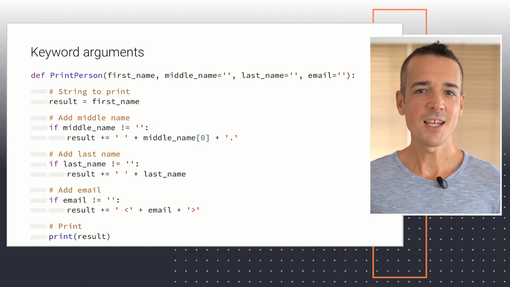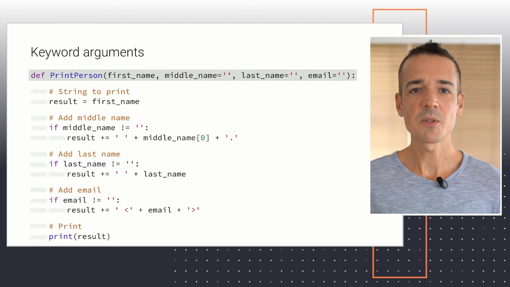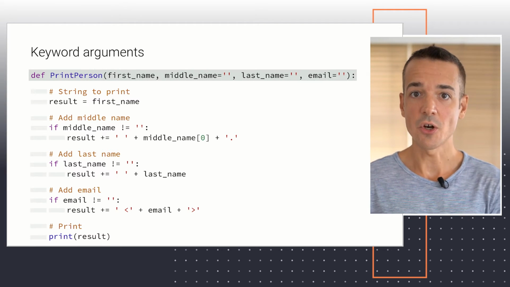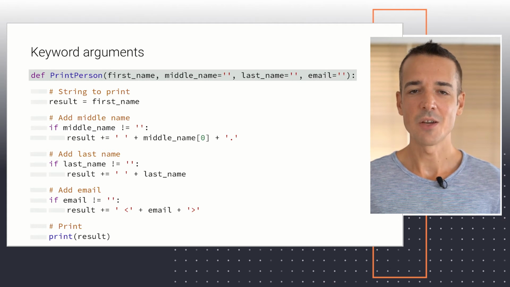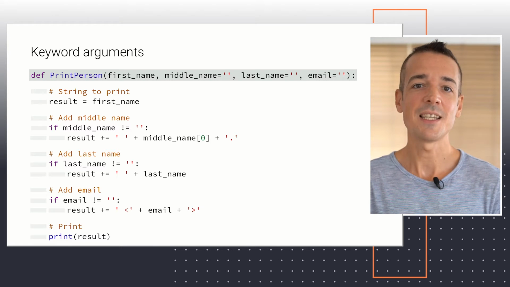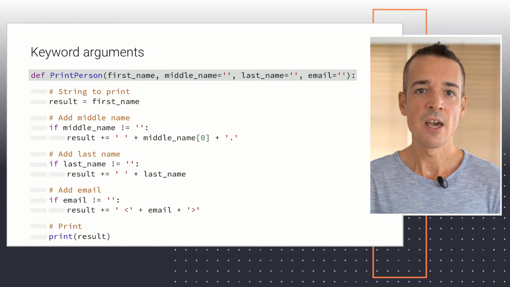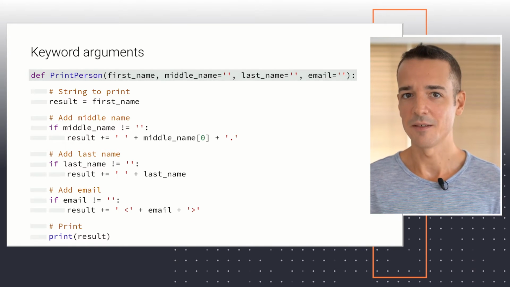This feature becomes particularly handy when combined with the use of default arguments, the ones we studied earlier. Take a look at the following function called printPerson. This function accepts 4 arguments. The first argument is mandatory and represents the person's first name. The remaining 3 arguments represent the person's middle name, last name, and email address, respectively. They're all optional and default to an empty string if omitted.